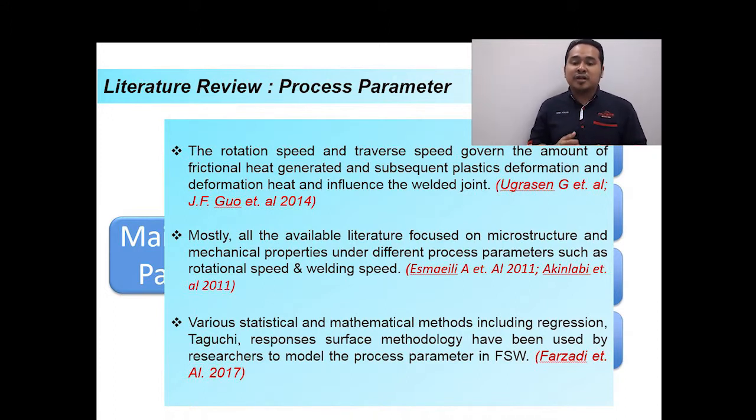Mostly all the available literature focuses on the microstructure and mechanical properties under different process parameters such as the rotation speed and welding speed. Various statistical and mathematical methods including regression, Taguchi, and response surface methodology have been used by researchers to model the process parameters in FSW.